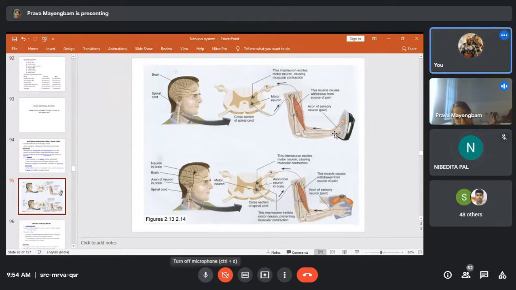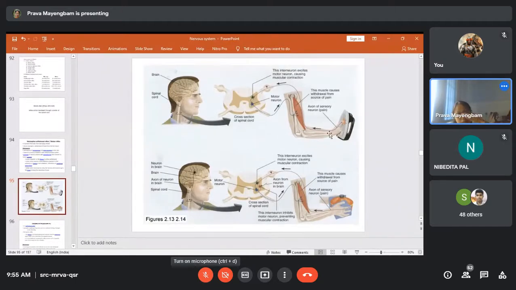Okay. If you move this up, that is called flexion. If you straighten it, then it is called extension. Those muscles which are associated with the movement of flexion are called the flexor group of muscles. Those muscles which are associated with extension are called the extensor group of muscles.